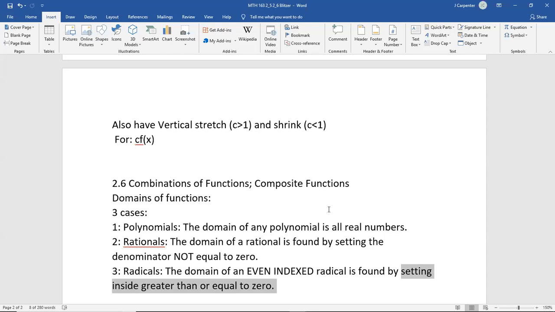Notice I don't say anything about odd indices, and that's because we can take a cube root of a negative, we can take a cube root of a positive, we can take a cube root of 0. If you're talking about cube roots, the domain's everything. If you're talking about fifth roots, the domain's everything. If you're talking about seventh roots, the domain is everything. It's kind of like a polynomial. It's an easy case. Quite honestly, I will not do that on a test. If you get a radical problem in its domain, it's going to be an even index, guaranteed. So let's try out these 3 cases.